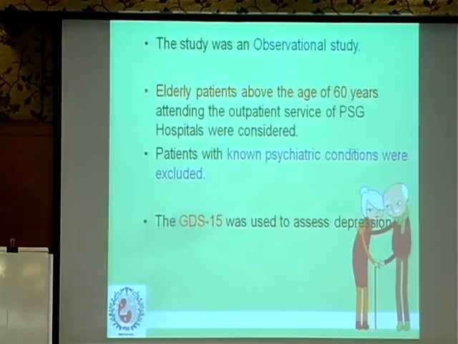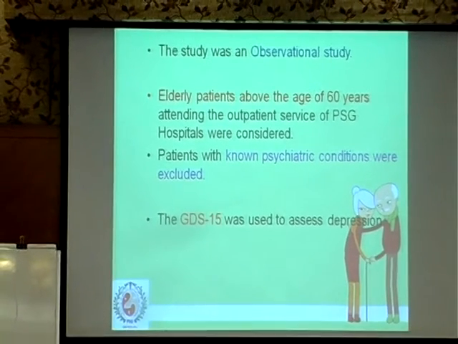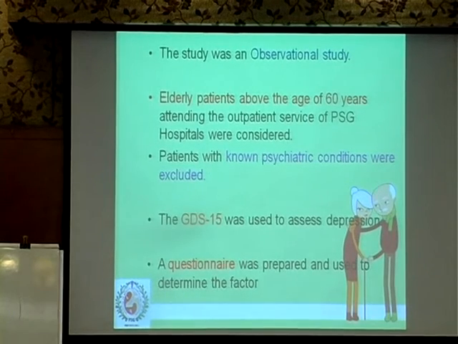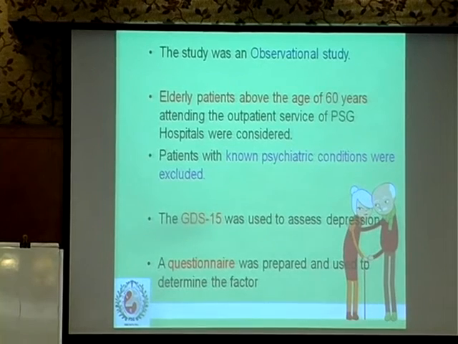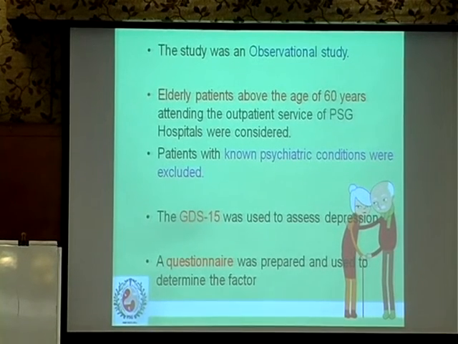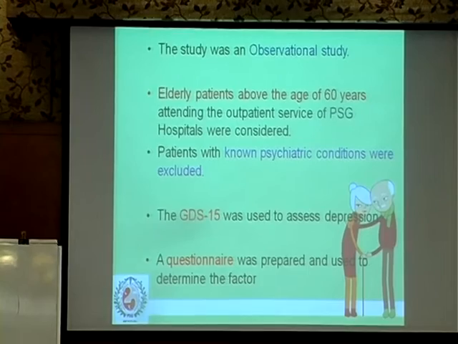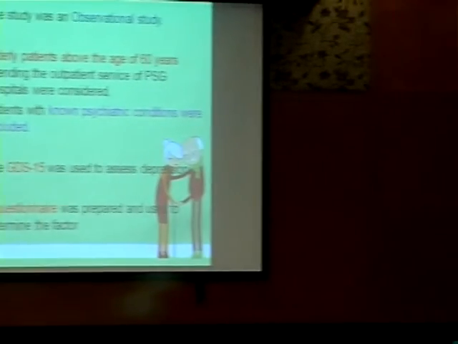short form, which is also called GDS-15, was used to assess depression, and a self-designed questionnaire was used. Now, this questionnaire was prepared using community medicine experts with possible factors that would probably lead to depression. And we only focused on factors which were not analyzed properly in previously published literature.